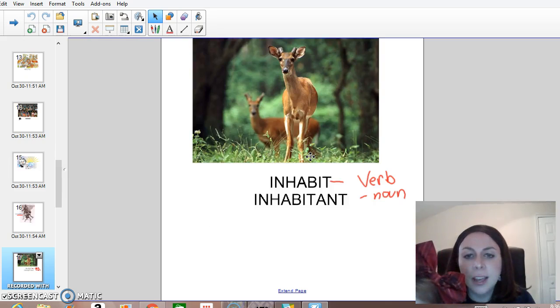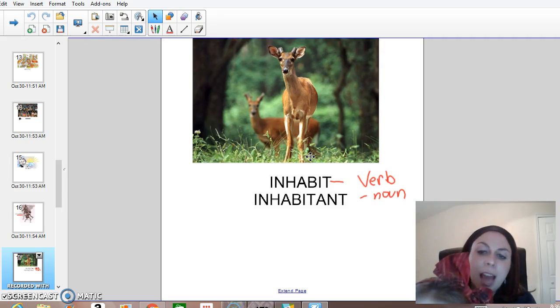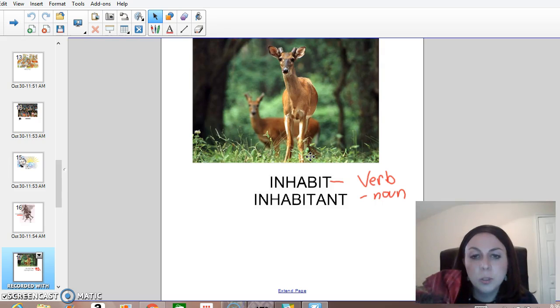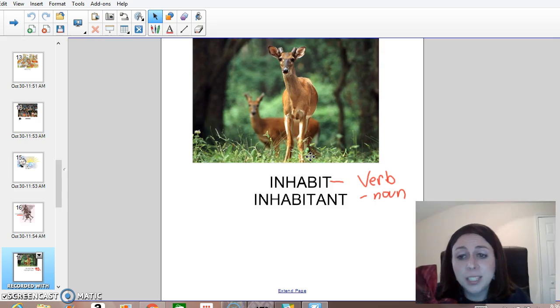Inhabit is to kind of live. We inhabit this world. Inhabitants, we are inhabitants of this world. Inhabit is a verb, to actively inhabit, to actively live. Inhabitant is a noun. We as people are inhabitants of this world. Inhabitants are people that live in an area, take up space and stuff like that.